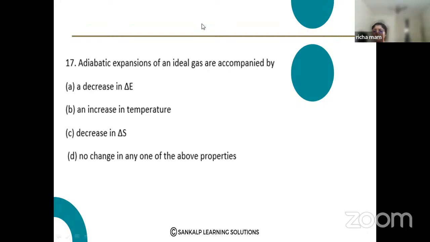Okay. Nobody knows the answer. Fine, I'll tell you. Adiabatic expansion of an ideal gas. I've told you what the meaning of adiabatic expansion is. It is given as delta E equals delta Q minus W. For adiabatic expansion, delta Q will be equal to 0.